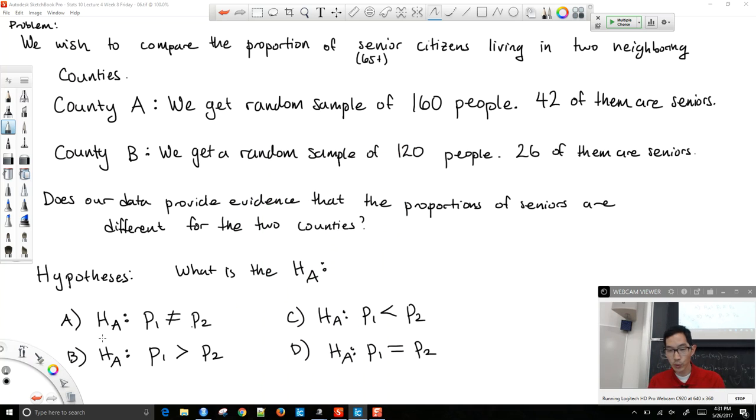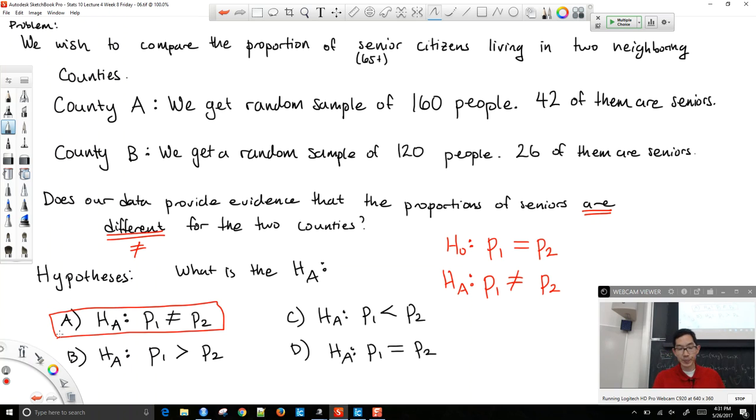Okay, so when we set up our hypotheses, the null hypothesis is going to be P1 is equal to P2. The null hypothesis is that they are equal. The alternative is going to be P1 something to P2, okay? And because the question just says, are they different, here, different would imply not equals. So we're going to use the not equal sign. So that's going to be our answer choice here.